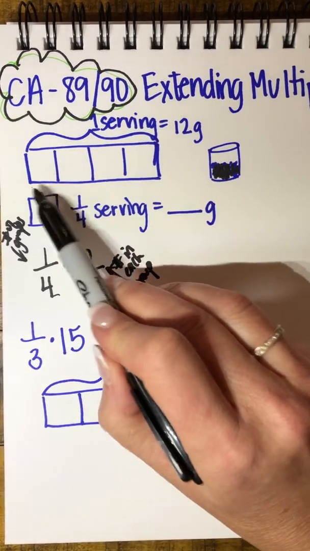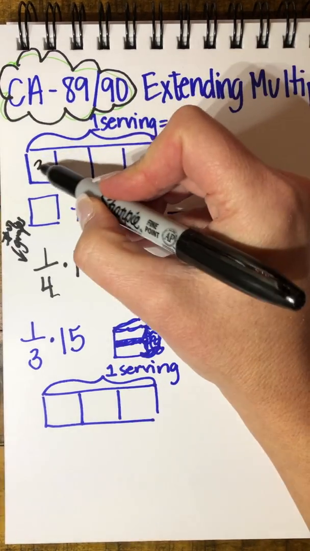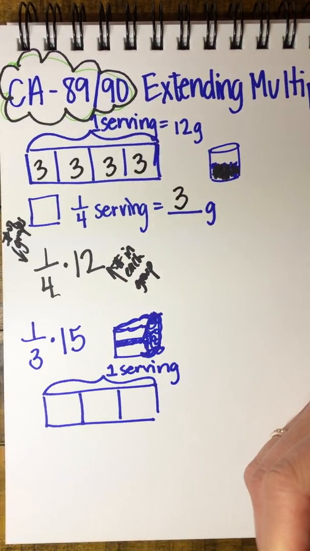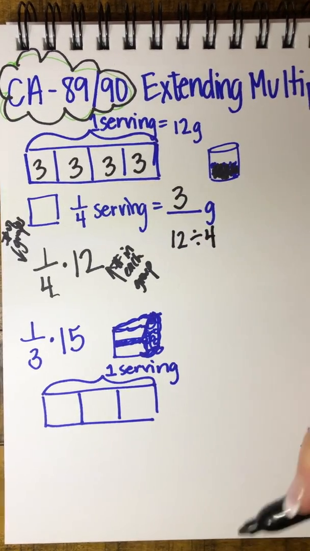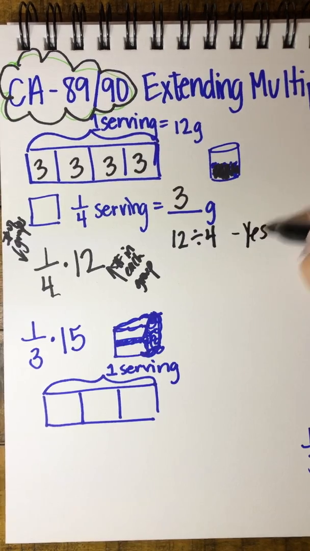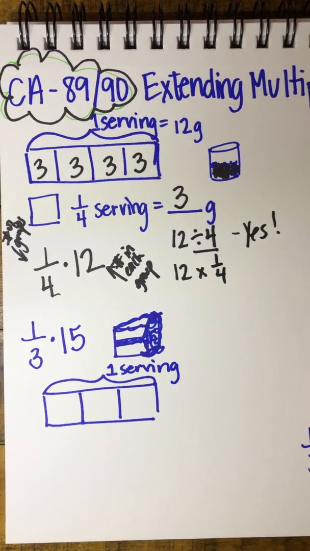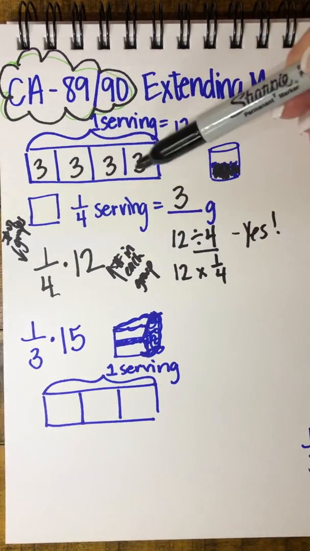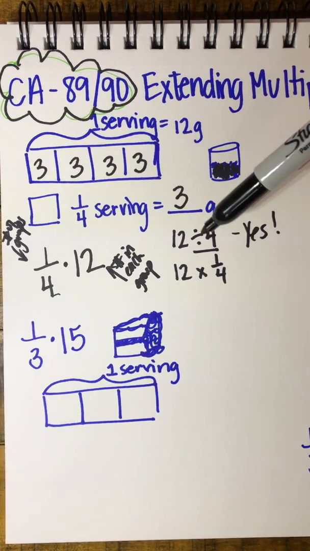So if I look at the diagram, this whole thing is 12 grams. And if I partition it into fourths, then I know that each equal section would be 3 grams. So we know that a quarter of a serving is 3 grams. You might be thinking, well, isn't that the same as 12 divided by 4? Yes, it is, because dividing by 4 is the exact same thing as multiplying by a fourth. That's a connection that we always want students to come up with, and using a math diagram such as this can help lead them to that understanding on their own.